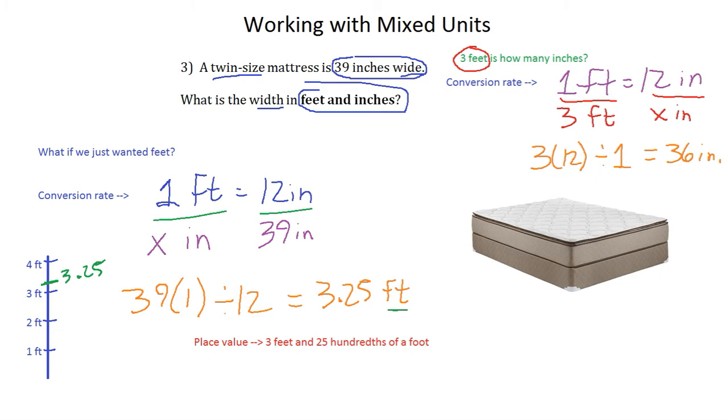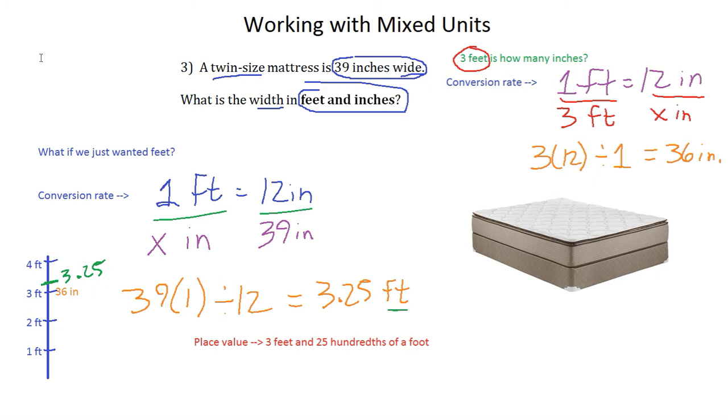But if I relabel these, instead of 1 foot, 2 feet, 3 feet, I can count in inches instead. So 3 feet would be 36 inches. That's what we would have there. That goes along with the 3 feet. But I can say, okay, the 3.25, that was 39 inches.